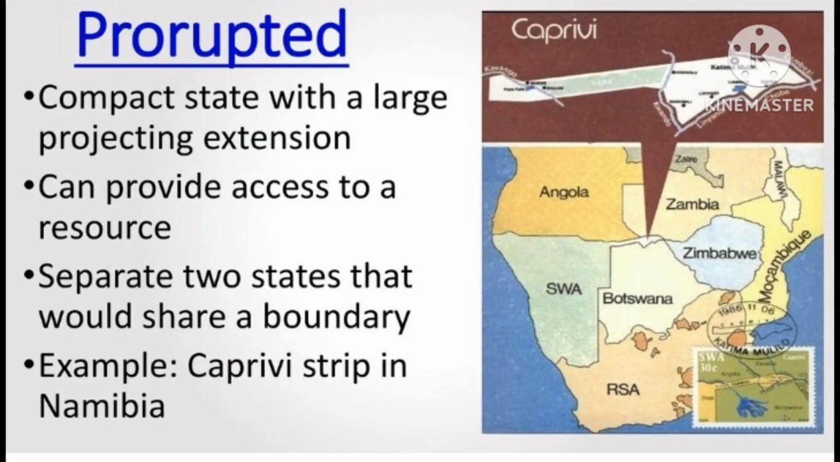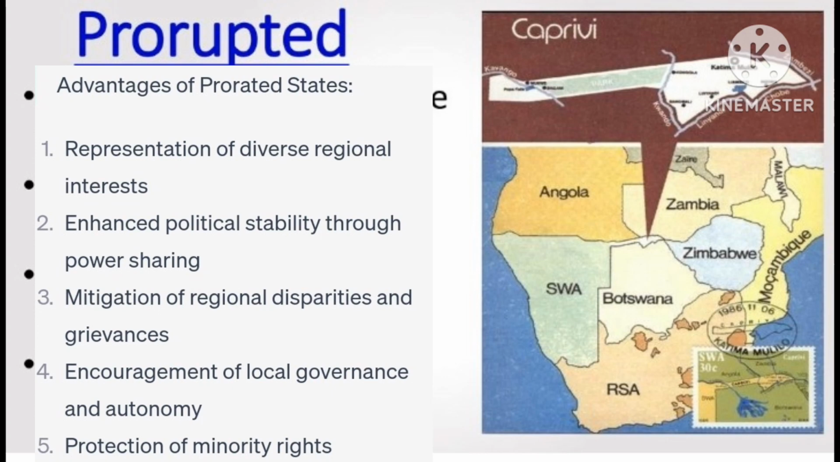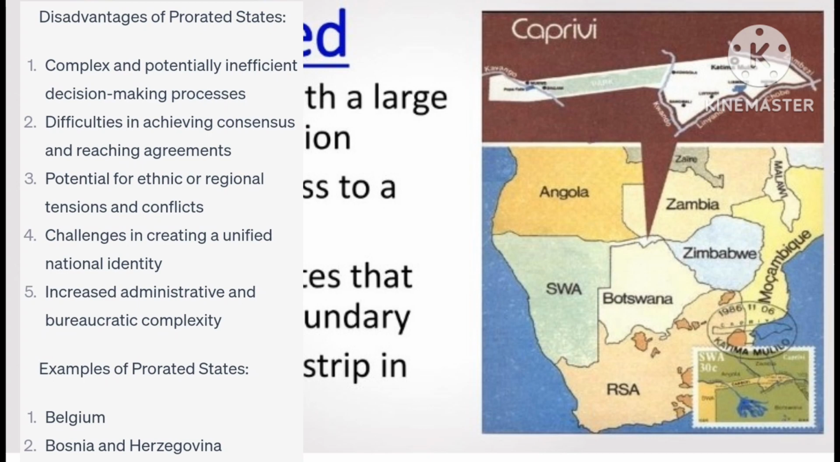The next is a prorupted state. A compacted state with a large projection extension can provide access to a resource, or separate two states that would otherwise share a boundary. Example, the Caprivi strip in Namibia. You can also understand the advantages and disadvantages of prorupted state. It is very easy. It's just the advantages and disadvantages of these states.